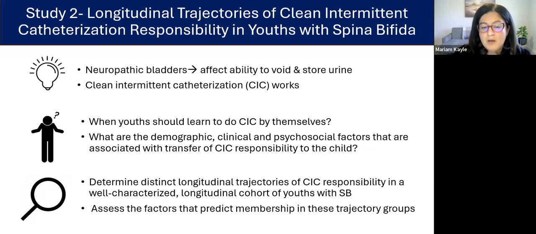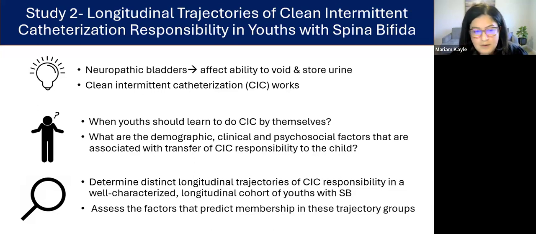And so the question became, well, are there different trajectories or different patterns whereby different patients end up learning at different times or taking full responsibility more than others? And what factors play into that?